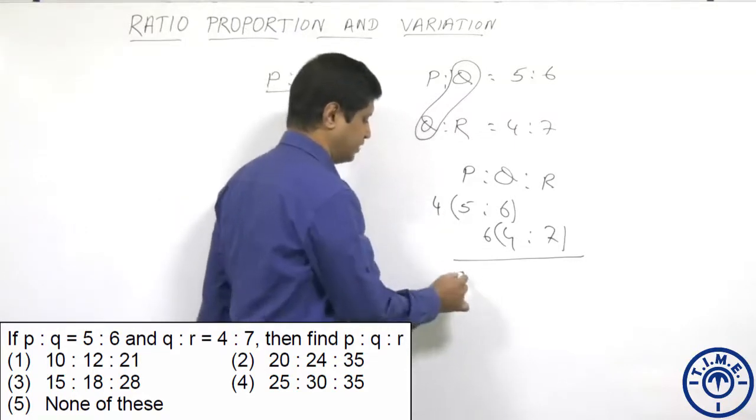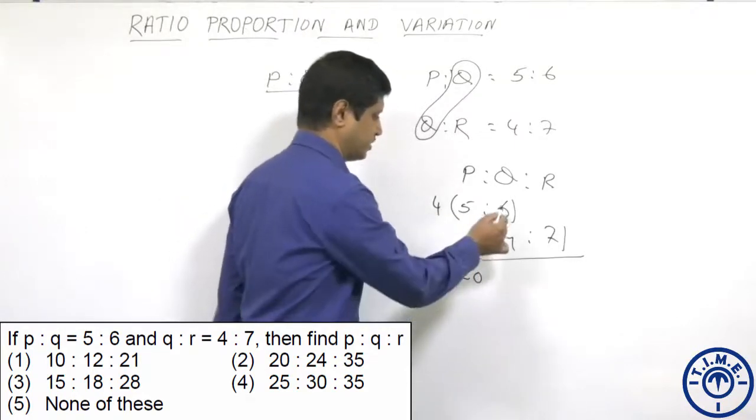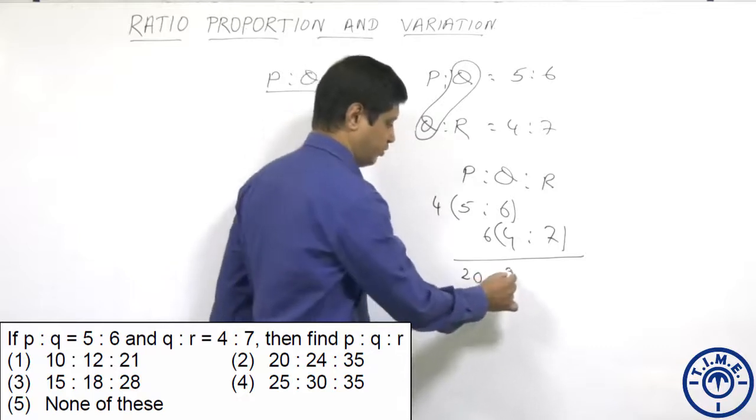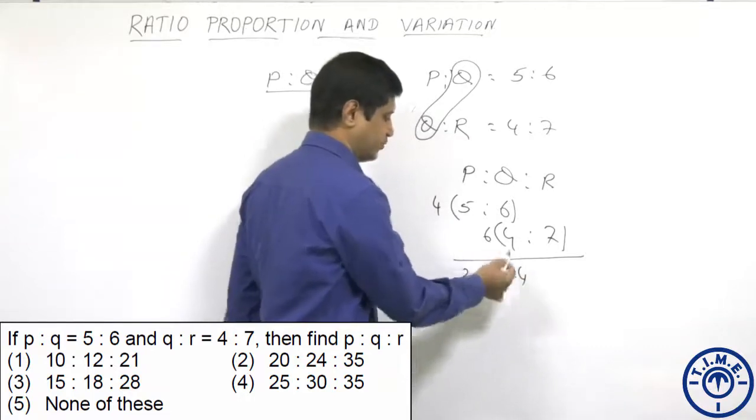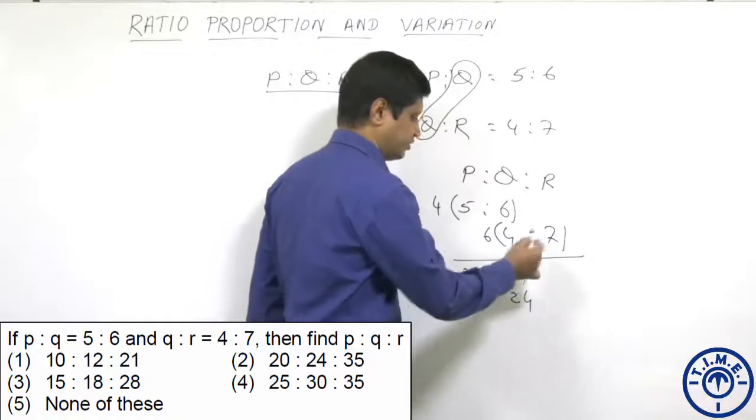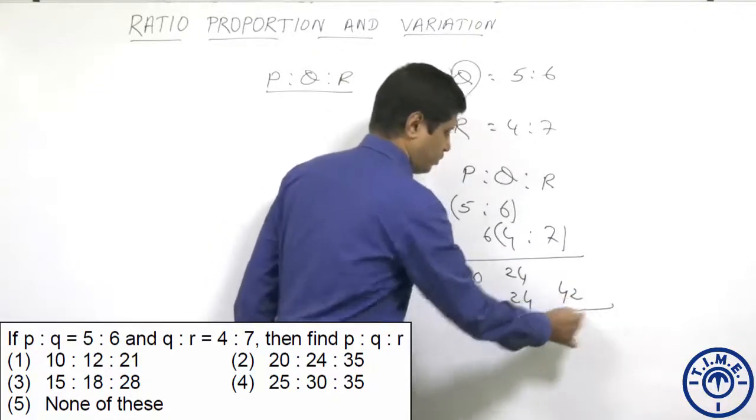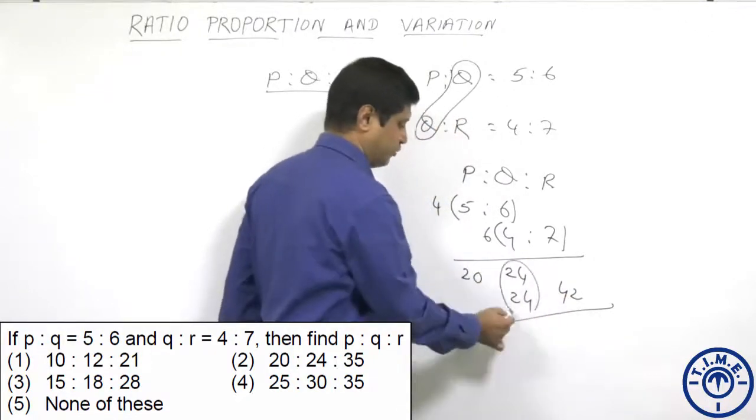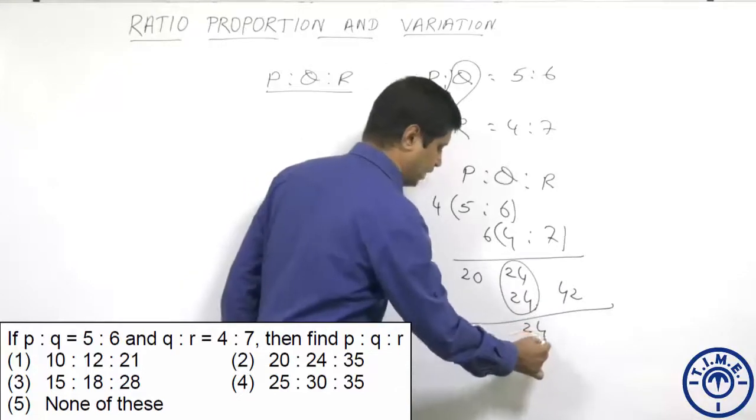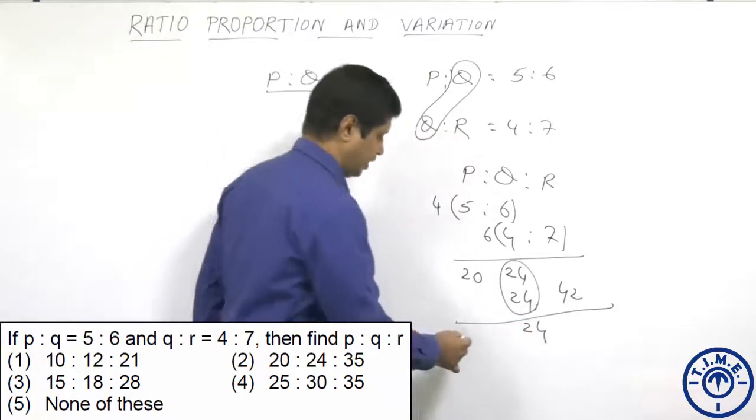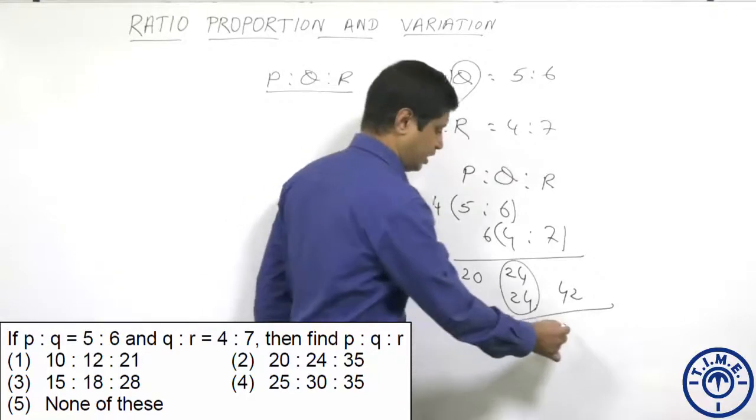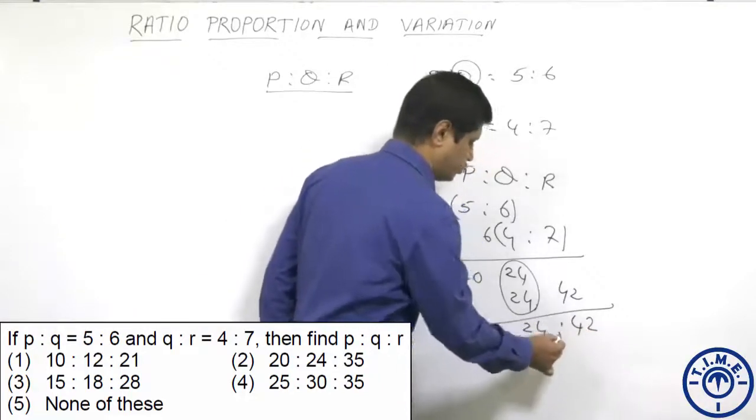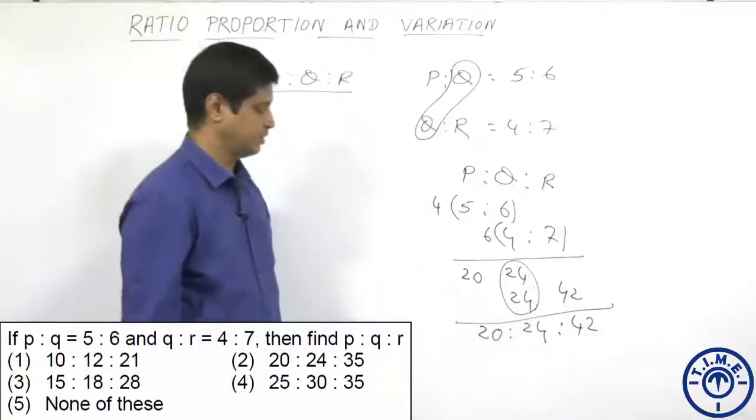4 into 5, it is 20, the product of 6 and 4, it is 24. Now, 6 and 4 again 24 and 6 into 7, 42. What is the ratio? When the value of Q is 24, the values of P and R are 20 and 42. The ratio should be in the simplest form of the original numbers.